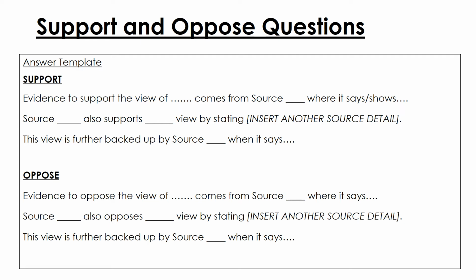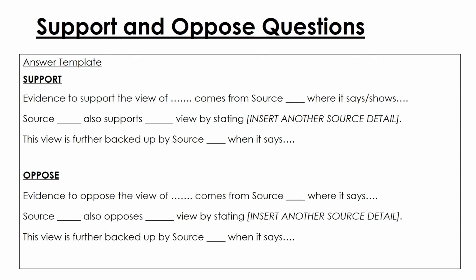Then you're looking at the oppose part, so evidence to oppose the view of, so you put the person's name in there, comes from source, whatever source you're using, where it says. Source 2 also opposes whoever it is that you're opposing view by stating, and you put more information there, and then this view is further backed up by source 3 maybe when it says, and you put another point from the source in there.